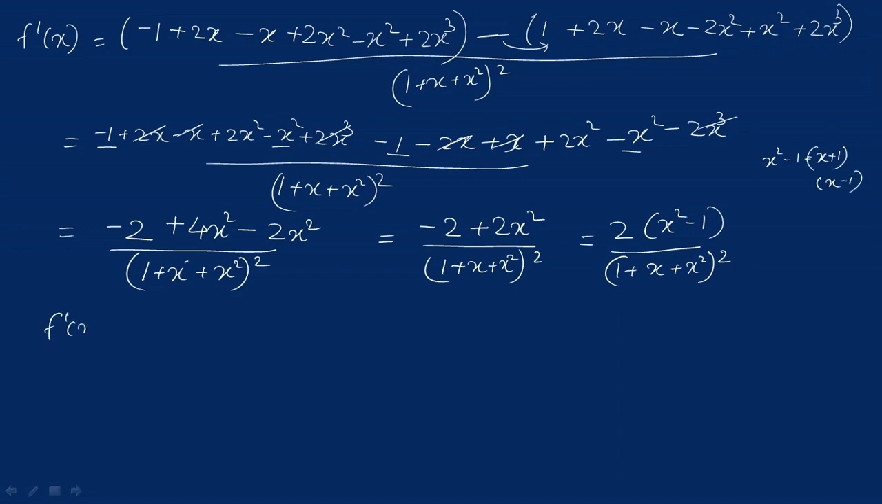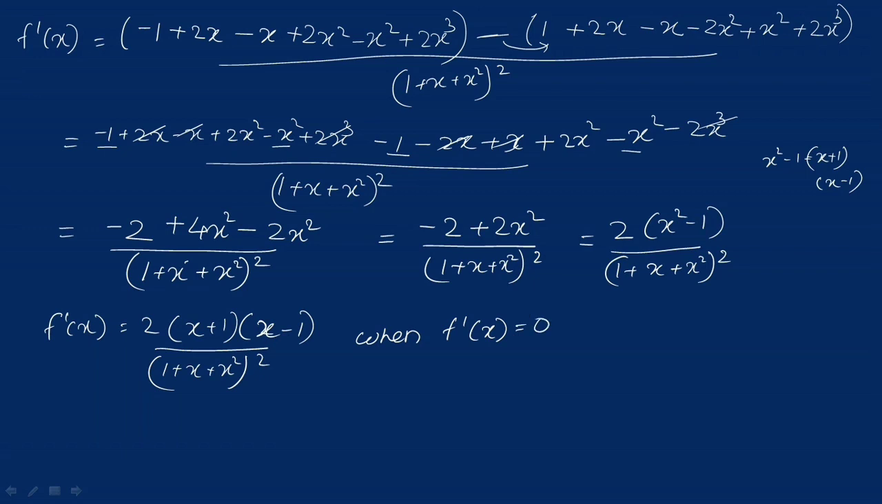What is x square minus 1? That is x plus 1 into x minus 1. So applying that here, f dash of x is equal to 2 into x plus 1 into x minus 1 divided by 1 plus x square whole square. When f dash of x is equal to 0, we have 2 into x plus 1 into x minus 1 divided by 1 plus x square whole square is equal to 0.